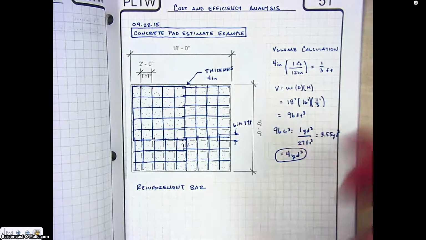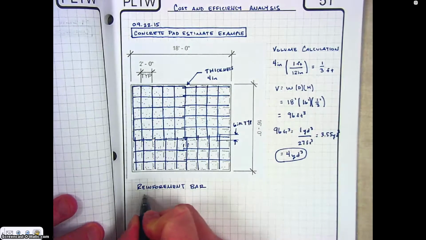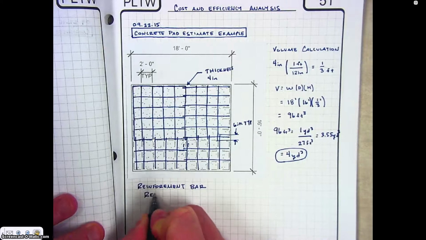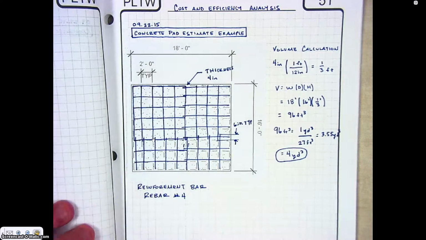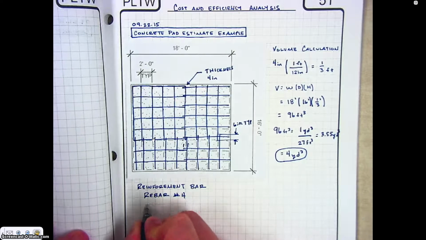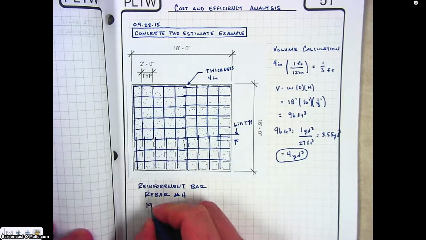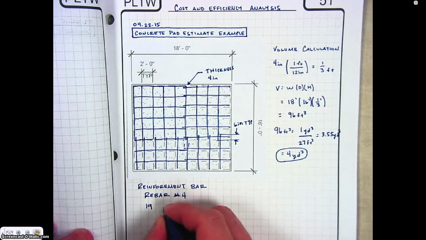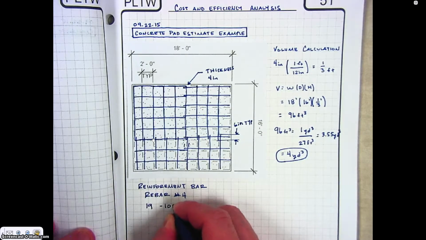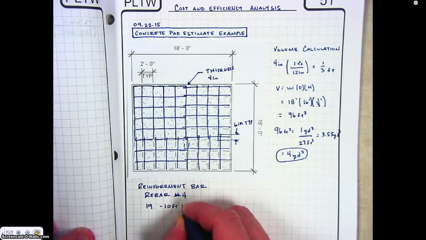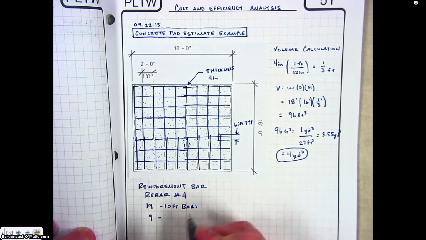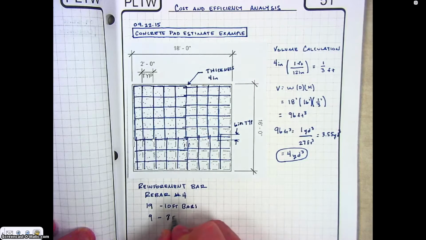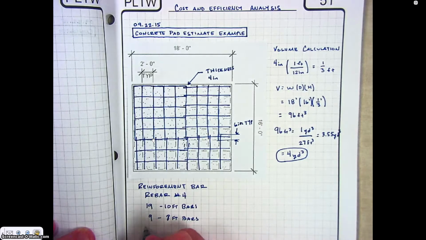Now our reinforcement bars, if I counted mine up, we're using size number 4 rebar for this. I'm going to need 19 10-foot bars. I'm going to need 9 8-foot bars. And I'm going to need 10 6-foot bars.